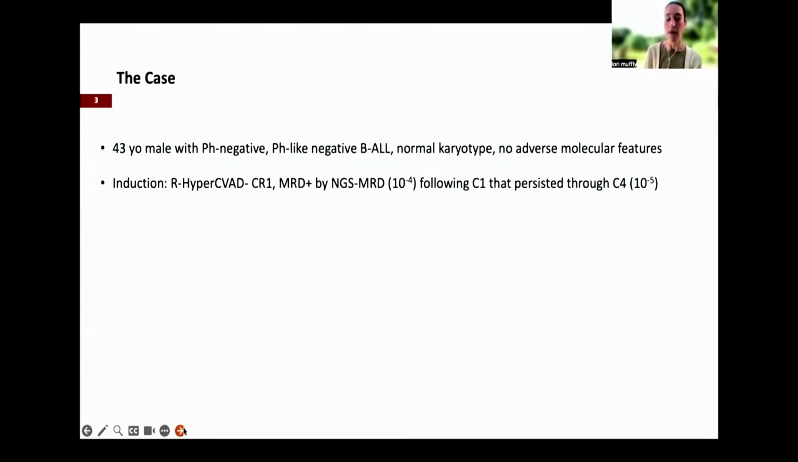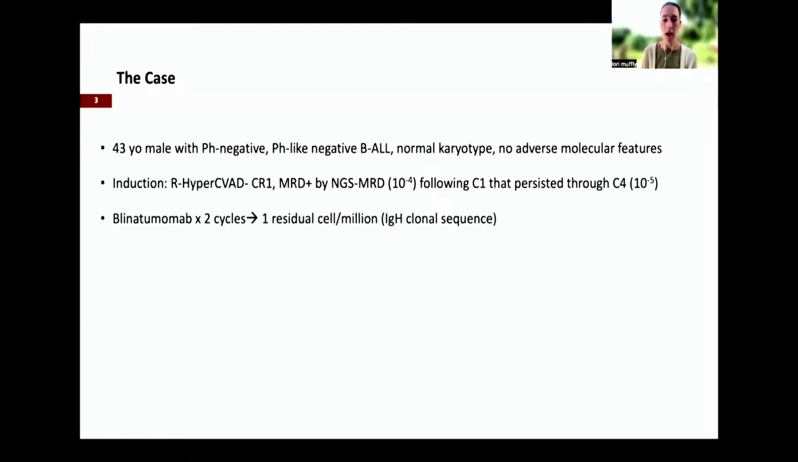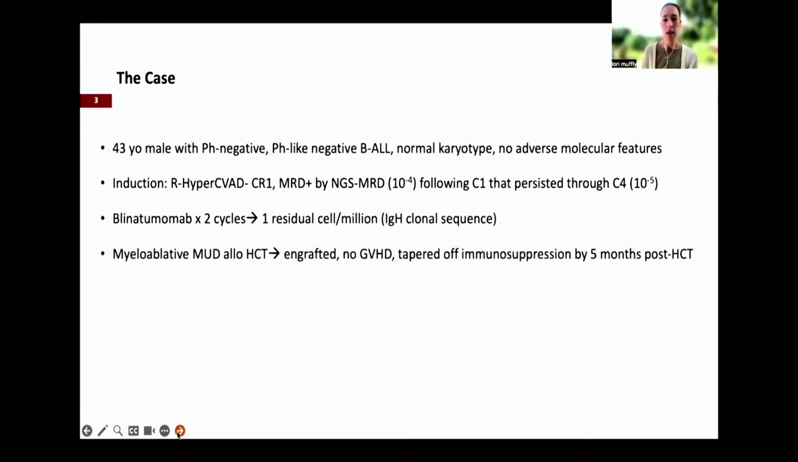Following cycle 1, the MRD persisted through cycle 4 of our hyper-CVAD, now at a level of 10 to the minus 5. He then went on to receive 2 cycles of blinatumomab, and the result following blinatumomab was that his NGS MRD was down to 1 residual cell with his clonal IGH sequence per million examined in the bone marrow. At that point, he underwent a myeloablative matched unrelated donor allotransplant.